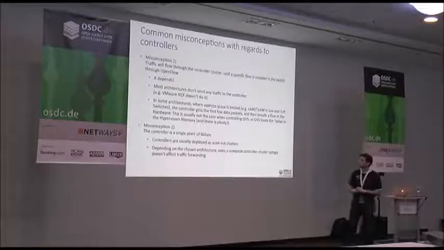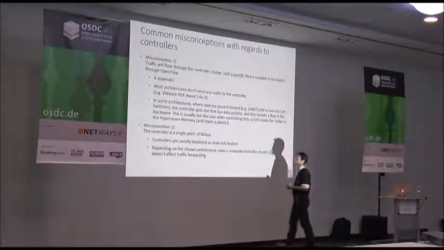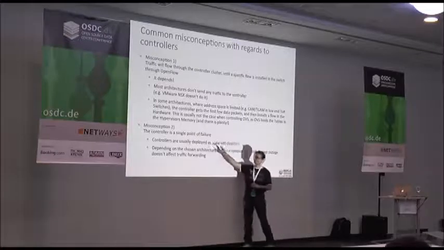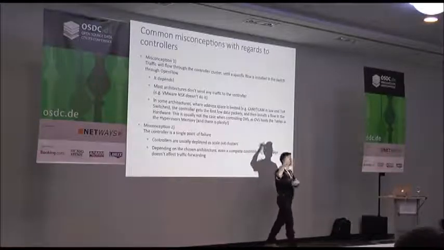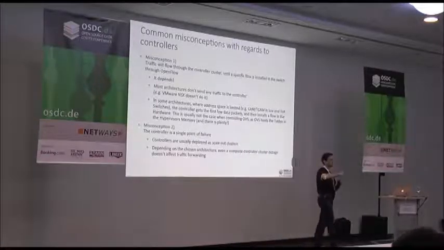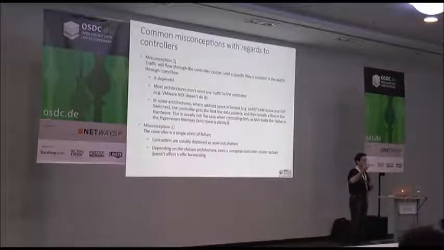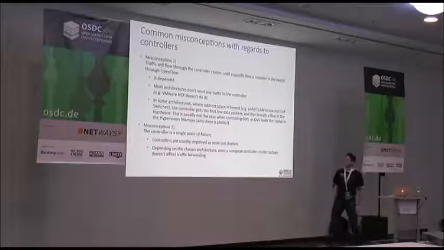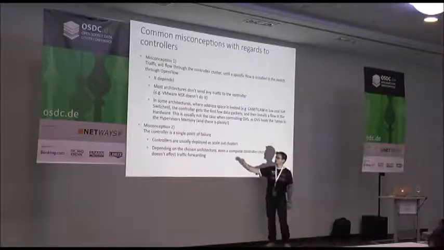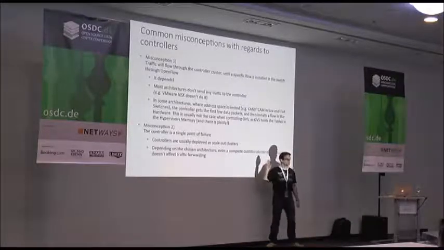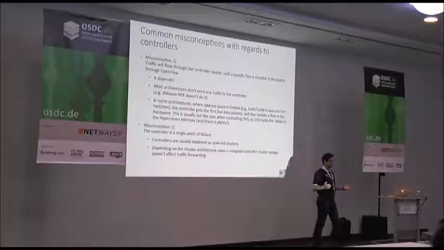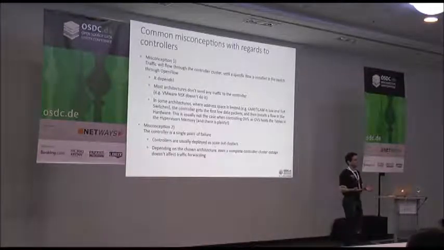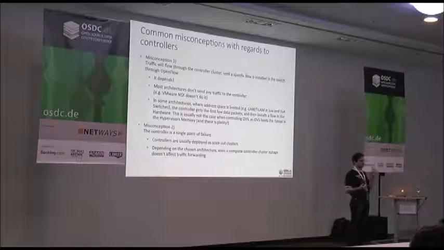Okay? And the second misconception we often have is that the controller is a single point of failure. That is interrelated to the first one. Like if you send traffic to the controller, of course, it would be a single point of failure. So yeah, depending on the architecture, even with a complete controller outage or controller cluster outage, traffic will still flow if you don't have an architecture where the first traffic will hit the controller.